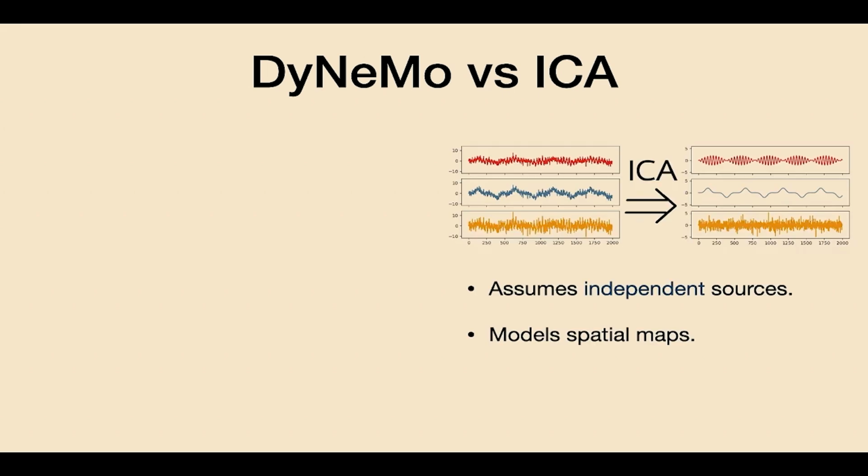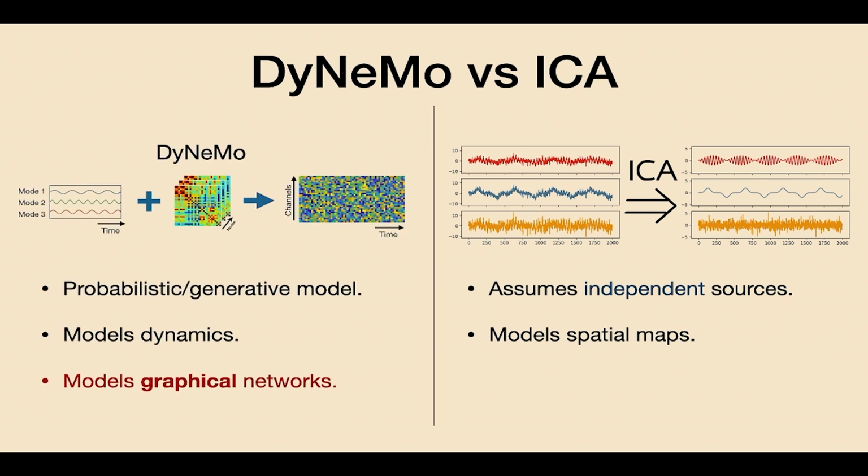I'd just briefly like to comment on another popular model of modes, which is ICA. DyNeMo and ICA are conceptually quite similar, except ICA models the data as spatial maps, whereas DyNeMo is a proper graphical network, i.e.